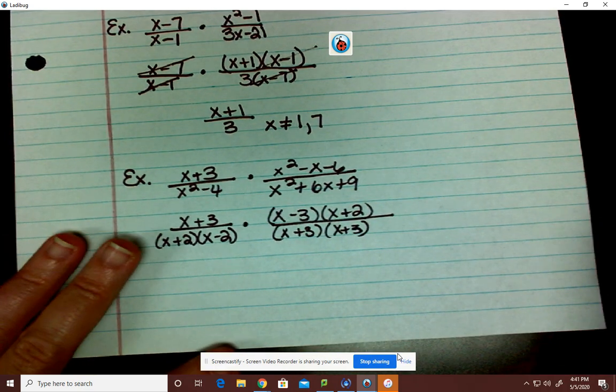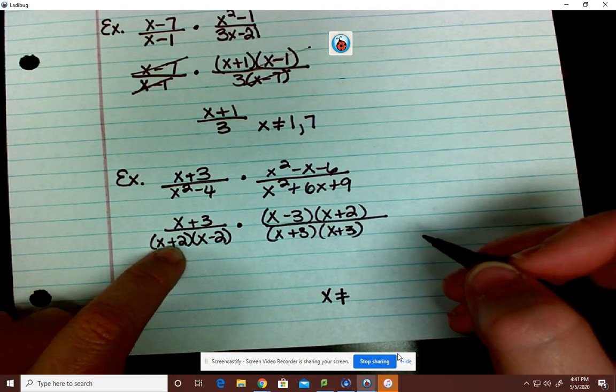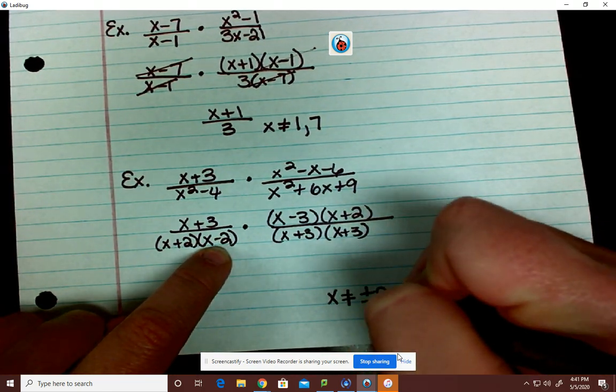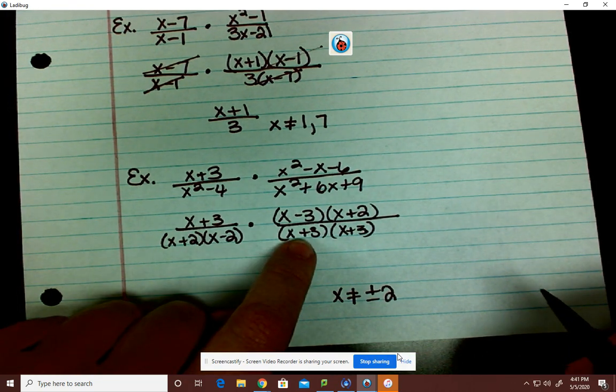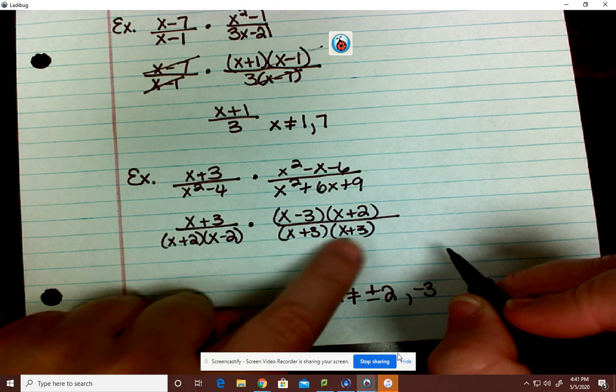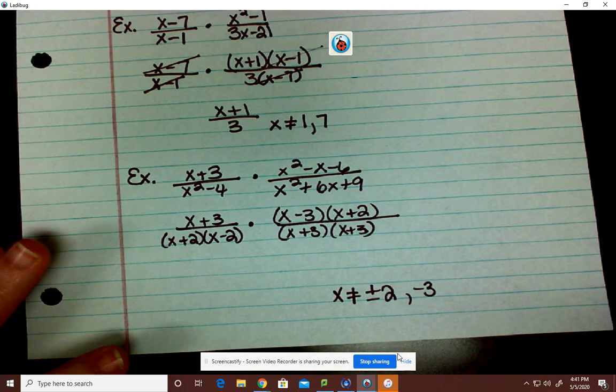Then I find my domain exclusions. X can't equal negative 2 or positive 2, so I'm going to write it as plus or minus 2, but you can write 2 or negative 2. And then x can't equal negative 3 for either one of those. So you only look at the denominator for your domain exclusions.